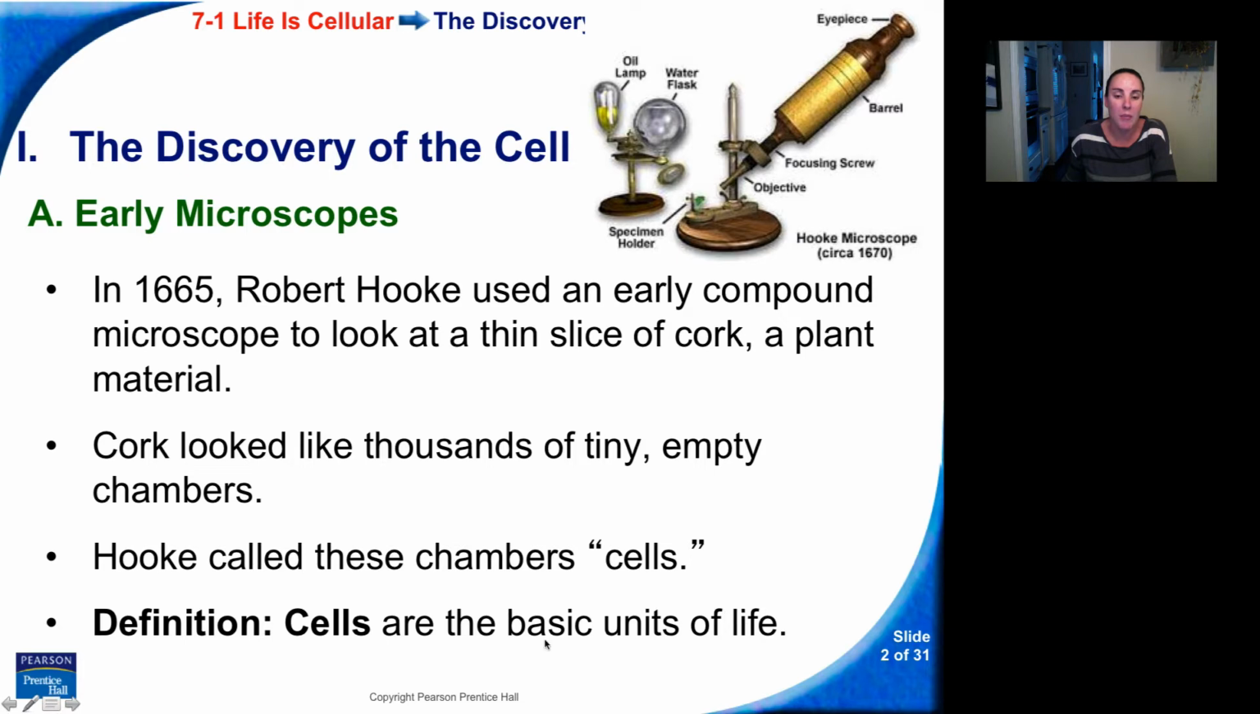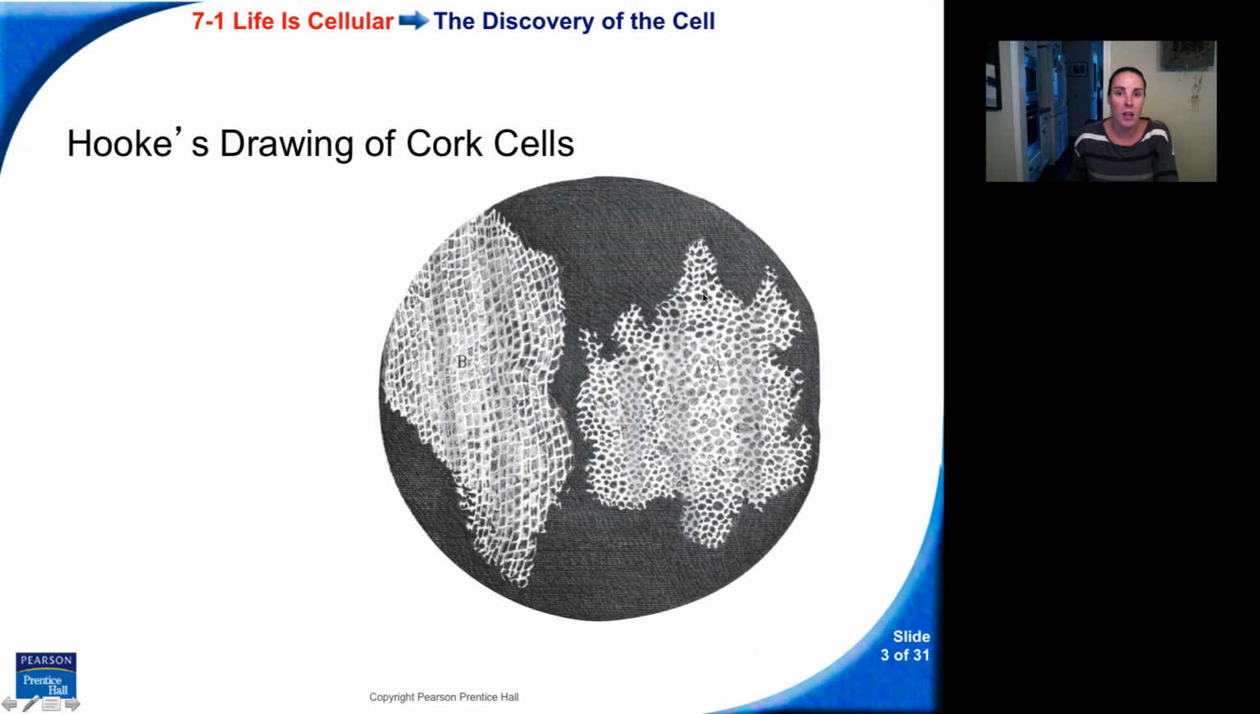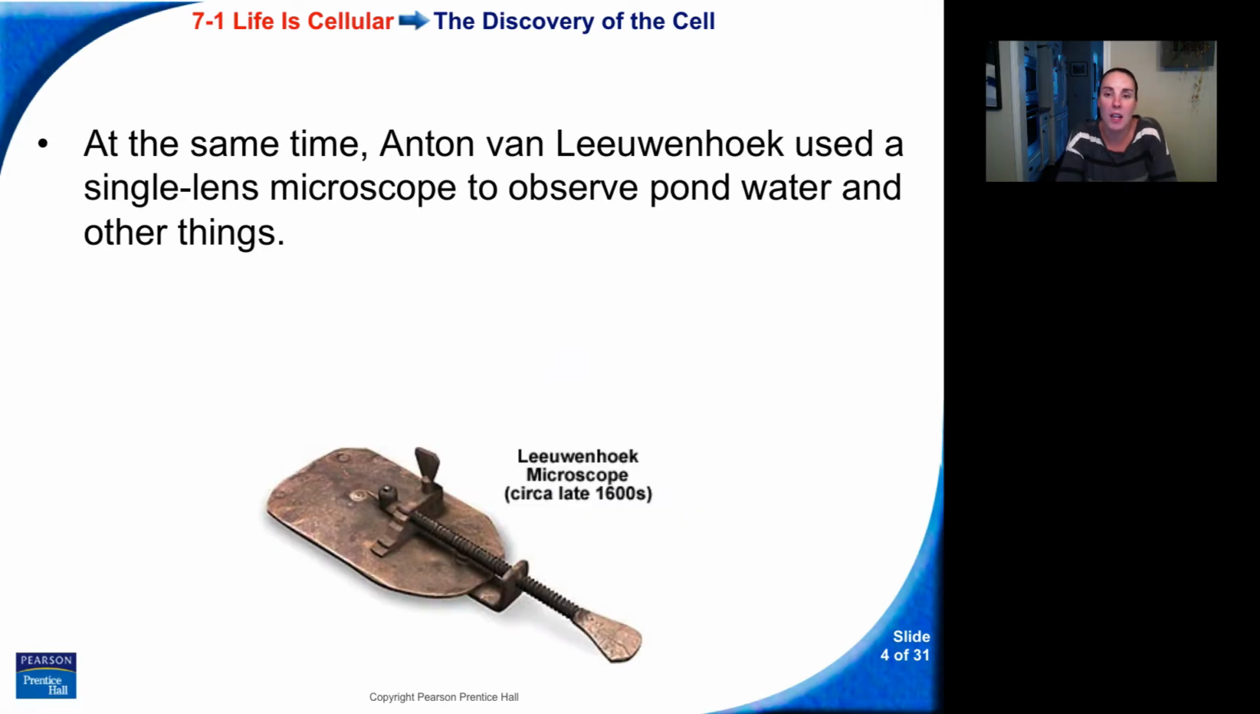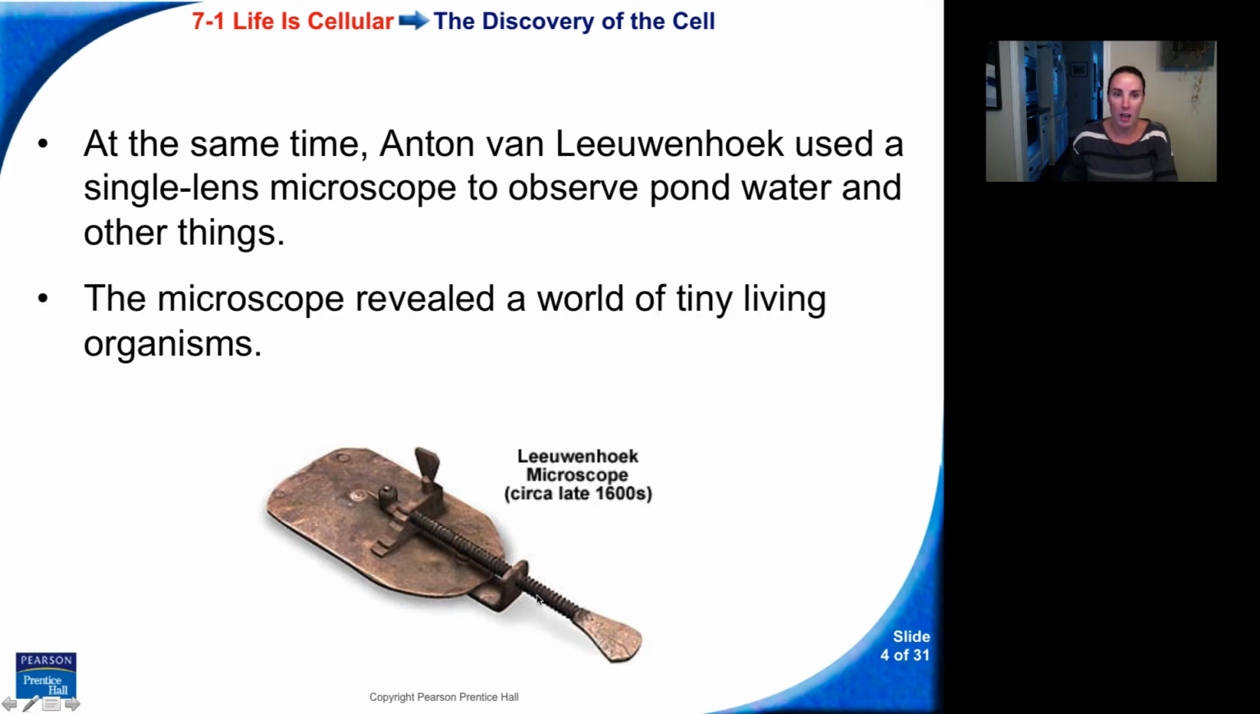The definition of cells is that they're the basic units of life. If we look here, this is the microscope that Robert Hooke used, a very early compound microscope. This was Hooke's drawing of the cork cells. He called these tiny little chambers you see here cells. At the same time, Anton van Leeuwenhoek used a single lens microscope to observe pond water and other things. So this was his microscope. And the microscope revealed a world of tiny living organisms.